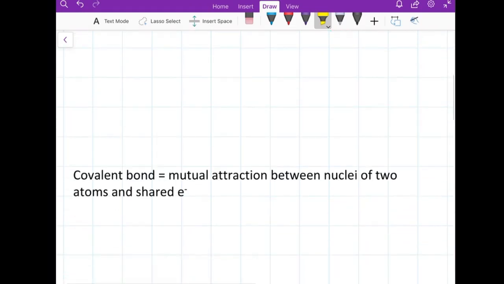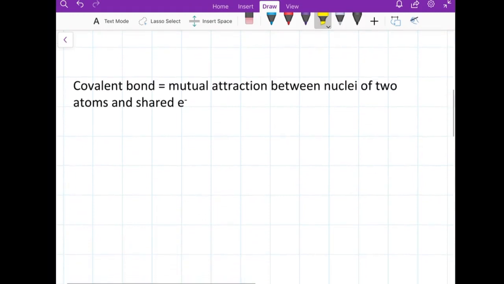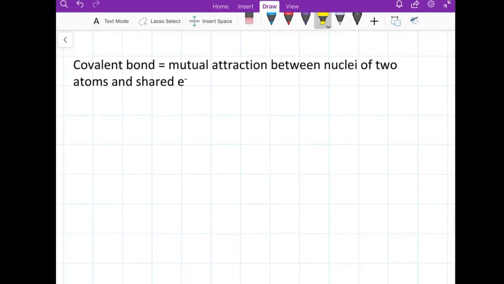So a covalent bond then becomes the mutual attraction between the nuclei of two atoms that share electrons. So if I were to draw now, let's say sulfur and oxygen, I'm just going to draw them as little circles here. They have these positive nuclei, so each one has a little plus nucleus. And then the electrons that are being shared are kind of in this space right where the overlap is, and those electrons are negative, right?